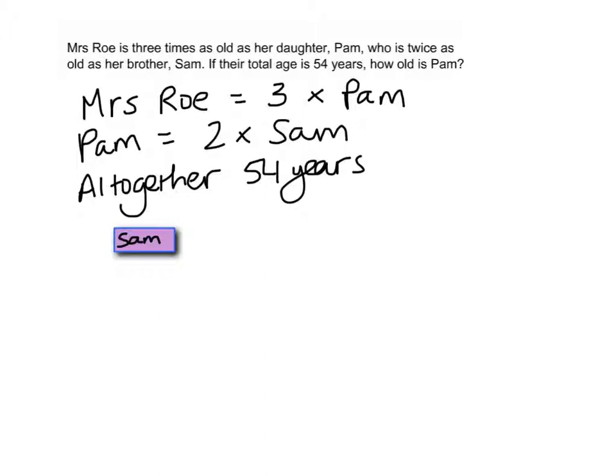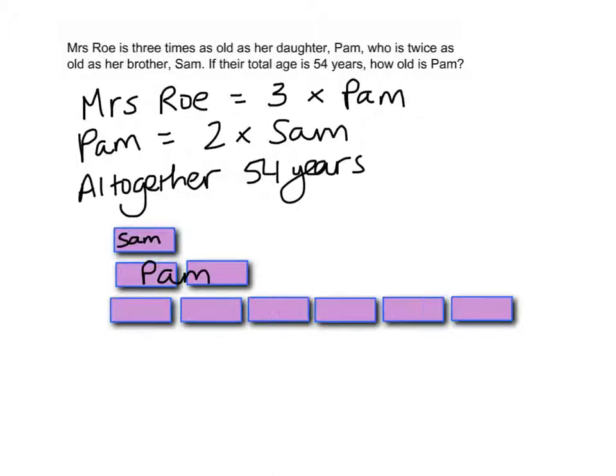Okay, Pam is 2 times older than Sam. Okay, so there you go. That's Pam. Pam is twice as old as Sam, so this is Pam. Okay, all right, and then what's going on with Mrs. Rowe? And there's Mrs. Rowe. Let's write that across it. Mrs. Rowe, all the way down. Okay, so there's her age. She's 3 times older than Pam.